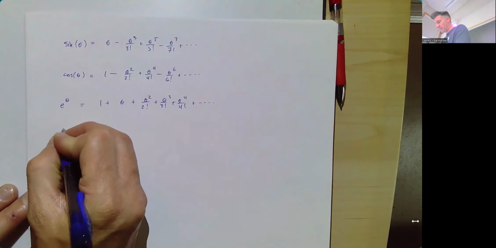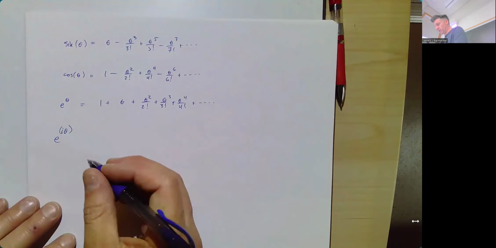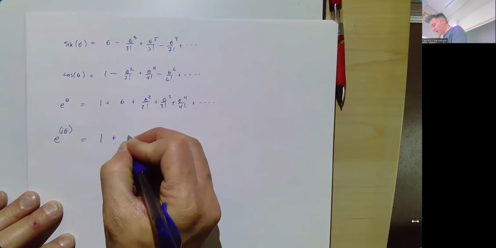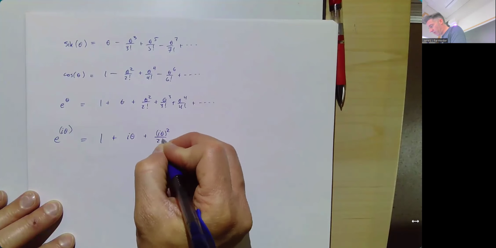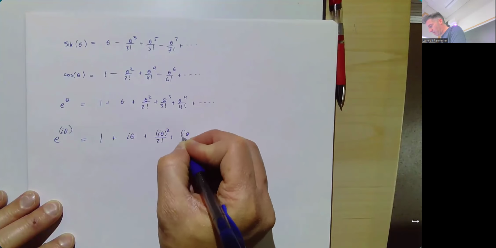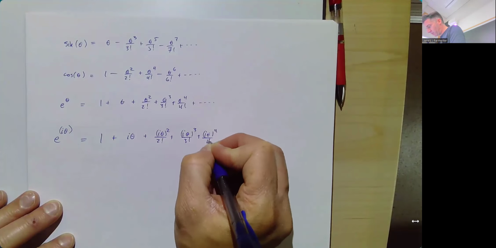E to the i times theta. I'm going to replace every theta with an i times theta. So watch this. You get 1 plus i times theta plus i times theta squared over 2 factorial plus i times theta cubed over 3 factorial plus i times theta to the 4th over 4 factorial, and so on and so on and so on.